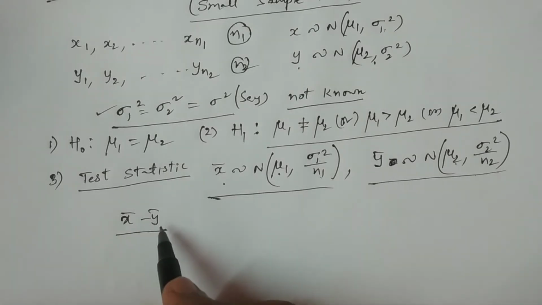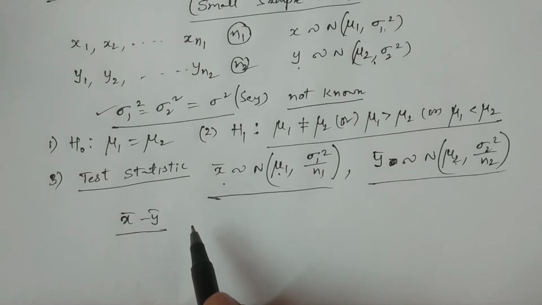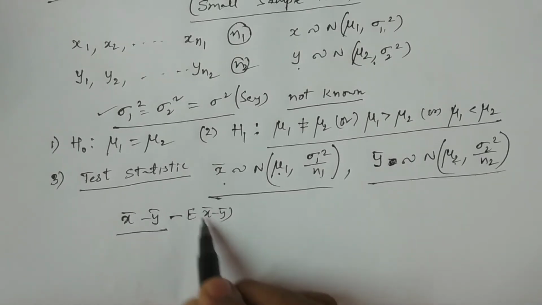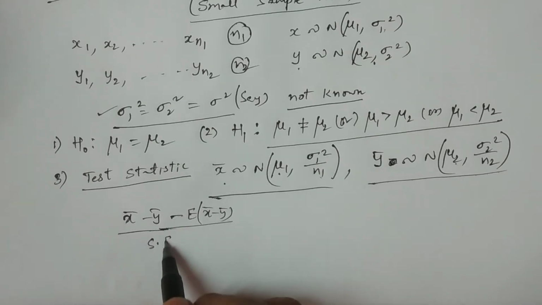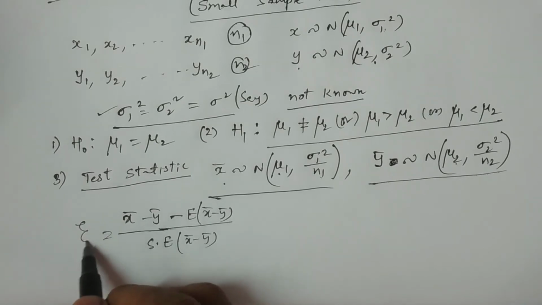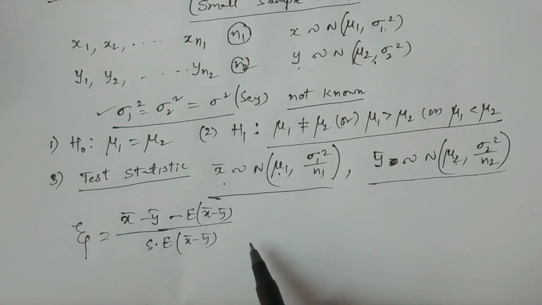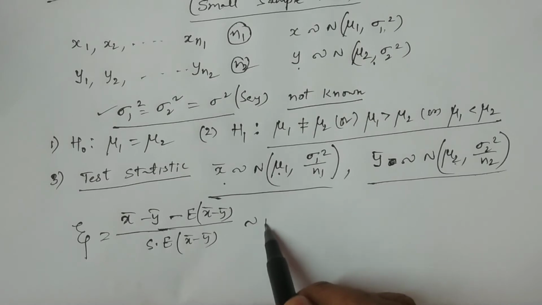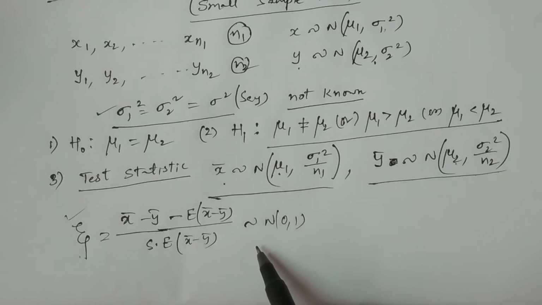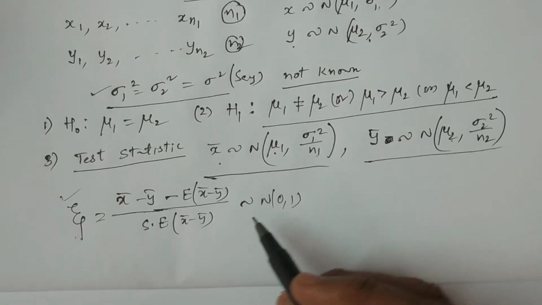So for X bar minus Y bar, the standard normal variate is defined as X bar minus Y bar minus the expectation of X bar minus Y bar, divided by the standard error of X bar minus Y bar. Generally you call it Z, but in the t statistic we call it xi. So xi follows N(0,1), a standard normal variate.